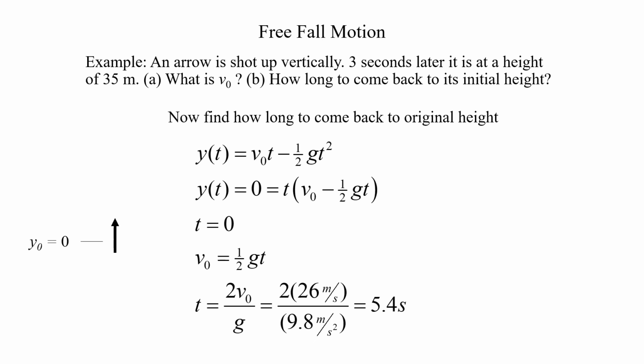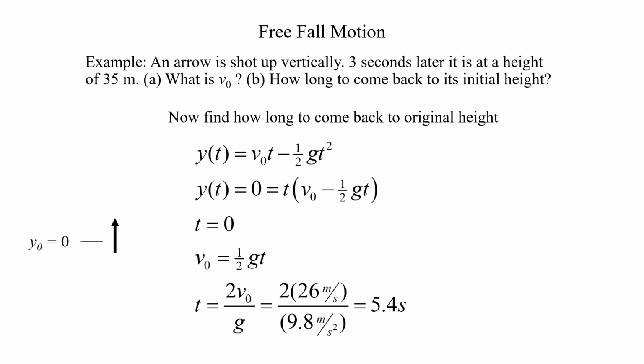Alright, now we want to find how long it takes to come back to the original height. Again, at the original height, we're calling that y equals 0, so we just use the position as a function of time equation and solve for the time. So y of t equals v naught t minus 1/2 gt squared, and set y of t equal to 0. I factor the t out of both terms on the right, and we have t times the quantity v naught minus 1/2 gt. So that gives us two values for t.